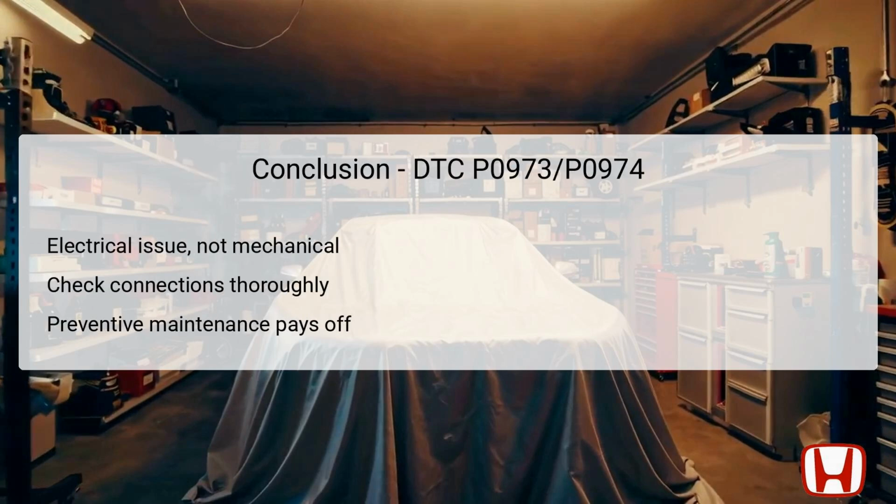To summarize, the diagnostic trouble codes P0973 and P0974 point to electrical issues concerning the shift solenoid valve A in the Honda Pilot 2016 to 2022 models. Namely, these faults cannot be attributed to mechanical problems within the transmission, making it vital to address wiring and connector issues first. A systematic troubleshooting process is necessary to diagnose the exact failure, involving checking for open circuits, continuity tests, and looking for shorts to ground.